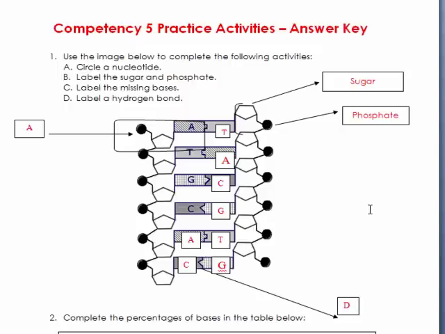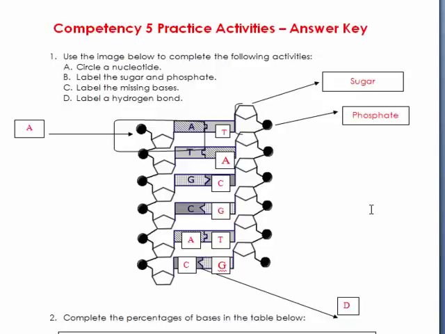C, label the missing bases. Remember to go back to your complementary base pair rules. A bonds to T. Again, T bonds to A. G, C, C, G, A, T, C, G.